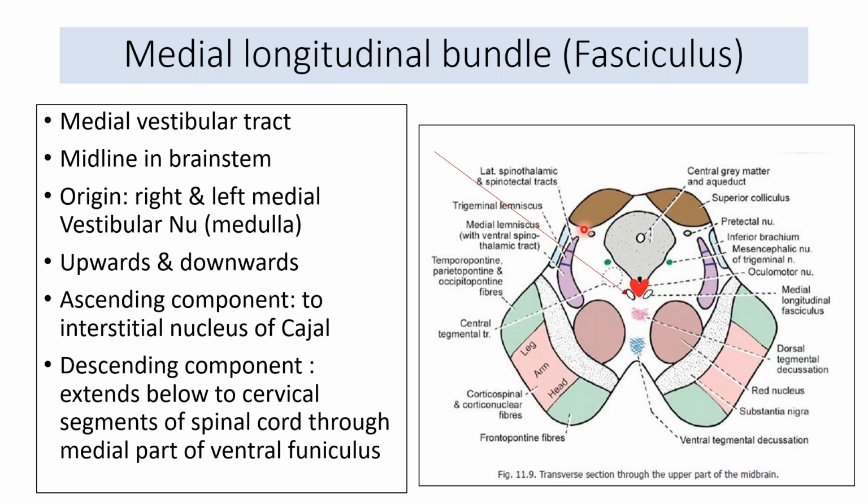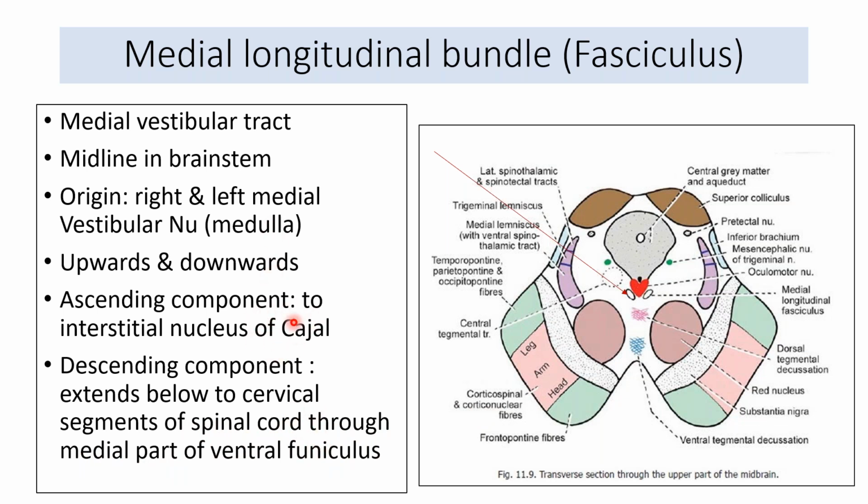Now this is an important bundle, the medial longitudinal bundle or fasciculus. This is also called the medial vestibular tract, and this is midline in its position. The origin is from the right and the left medial vestibular nuclei. The tract goes upwards and downwards. The ascending component goes to the interstitial nucleus of Cajal, and the descending component extends below to the cervical segments of the spinal cord through the medial part of the ventral funiculus. So the tract is going upwards and downwards.